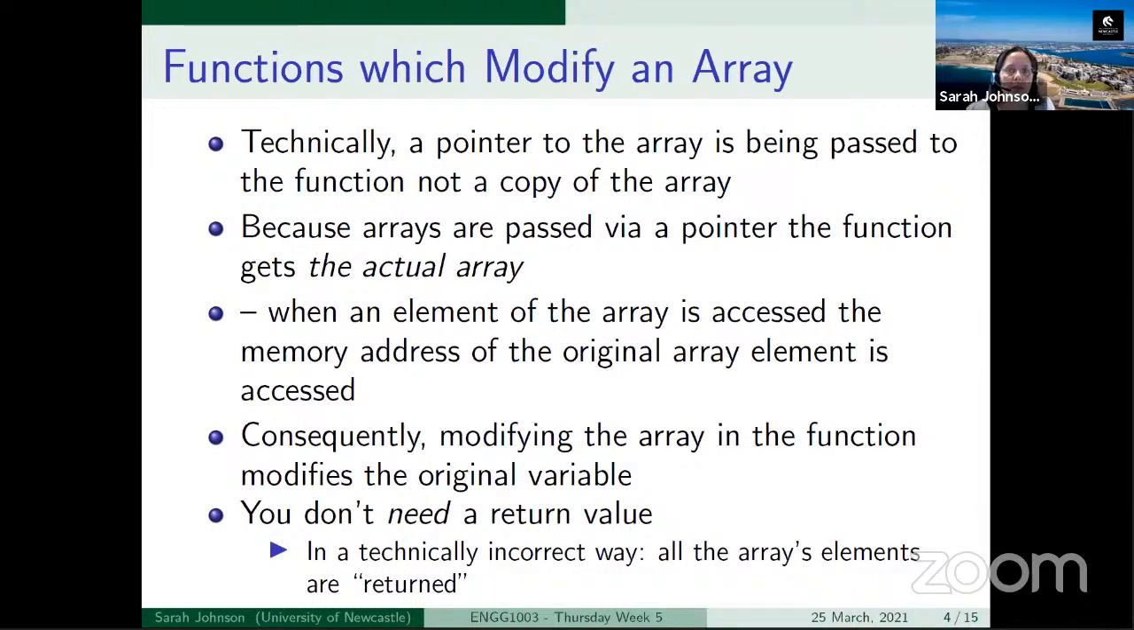So because arrays are passed by a pointer, being an address to memory where the array is stored, the function gets the actual array. Okay, so when we access the array in memory, the original array element is accessed or changed. So modifying an array inside a function modifies the original array. So you'll see that change outside the function as well. And one of the consequences is that you don't need a return value if you're returning an array. In a technically incorrect manner, all the array's elements are returned without you explicitly having to do so. So it's something to be very careful of when you're writing Python code that uses arrays and other objects as well. But in this course, we're just concerned with arrays.